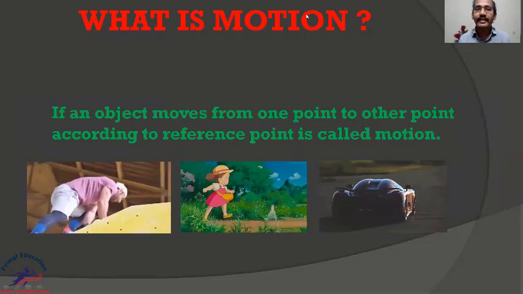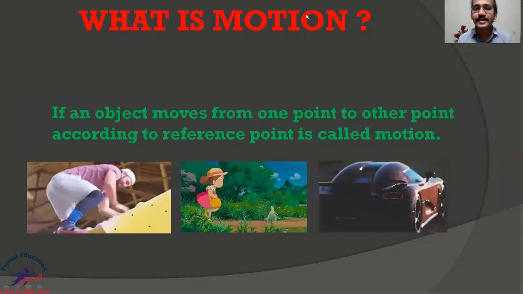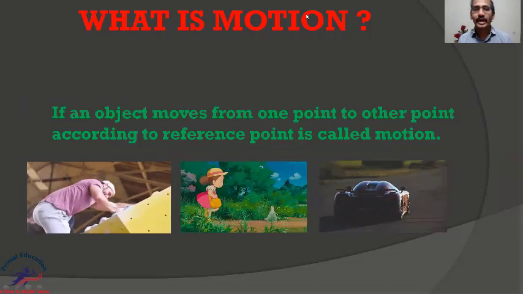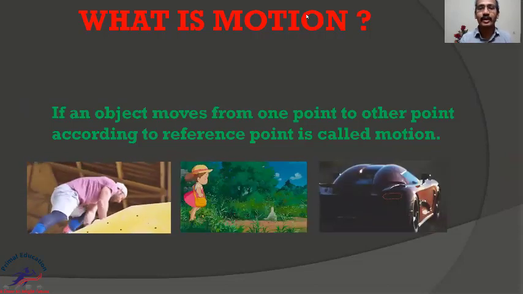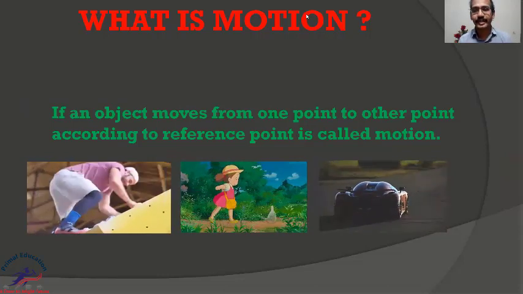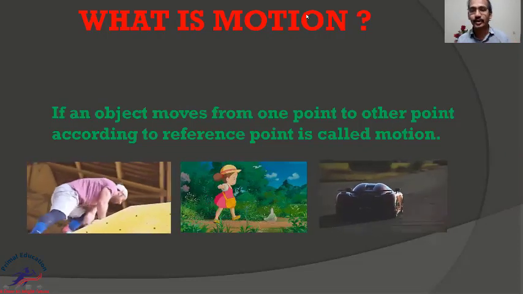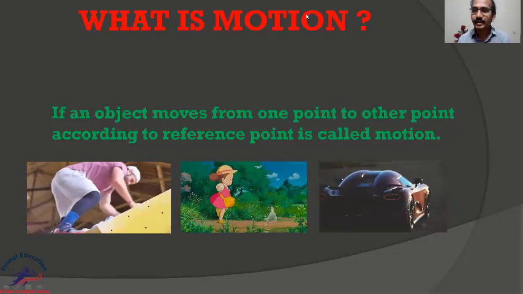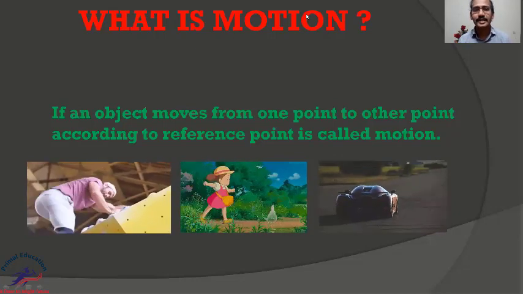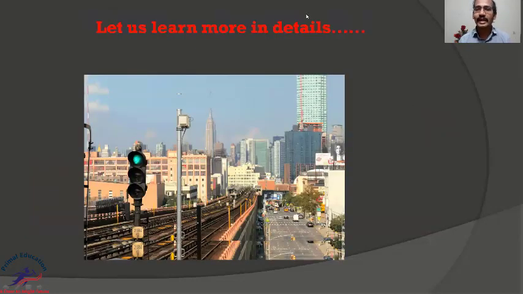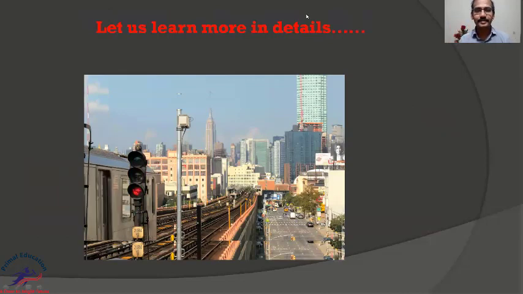Now we can define motion: if an object moves from one point to another point according to a reference point, it is called motion. Yes, the reference points are a roof, a tree, or some point on the road. These three are the reference points. Clear? Can we go ahead? Now, let's learn more in detail.